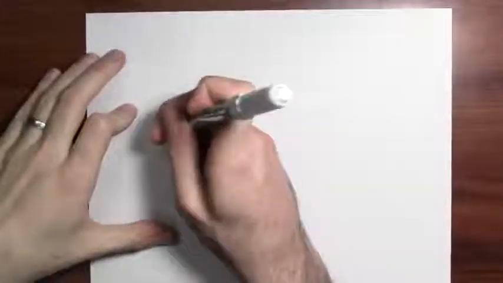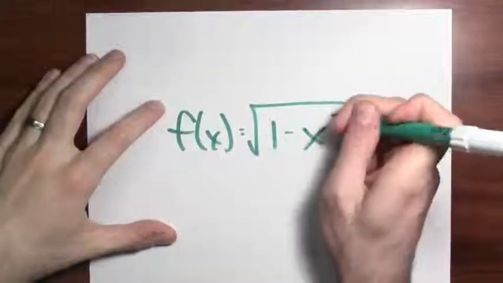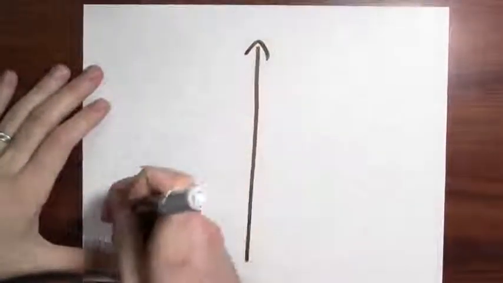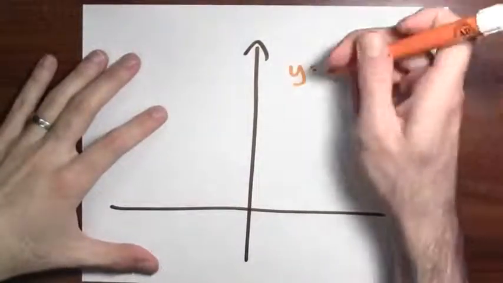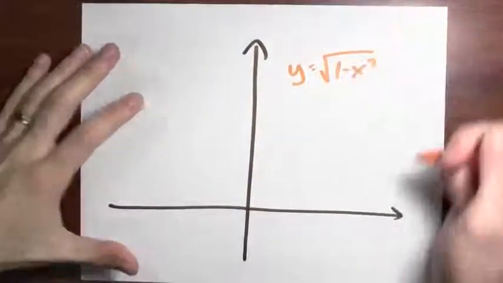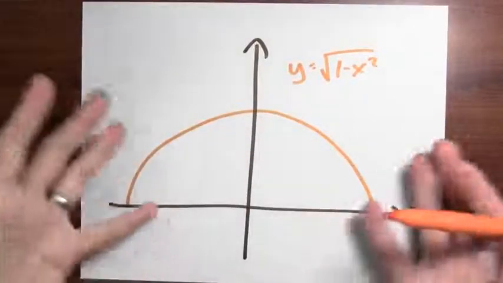Let's think a bit about circles. Well, let's think about the function little f of x equals the square root of 1 minus x squared. What do we get if we graph that function? Let me draw my coordinate axes, right? And I'm trying to graph the function y equals the square root of 1 minus x squared. And yeah, when I graph that, I get a semicircle.